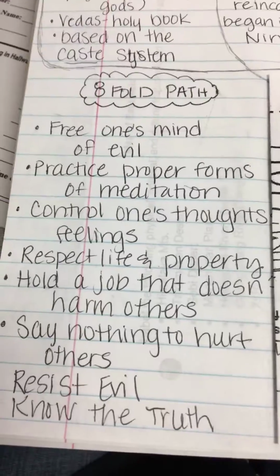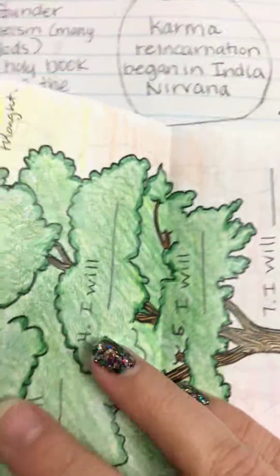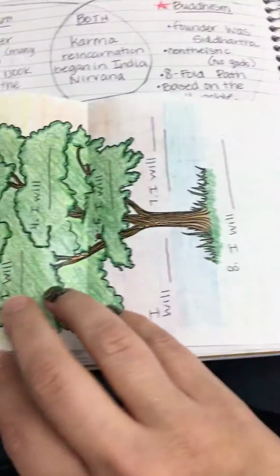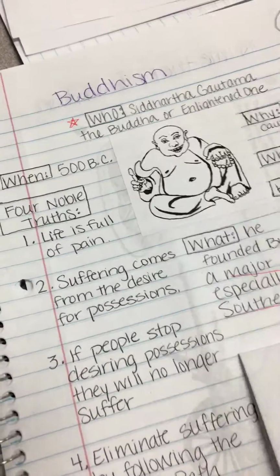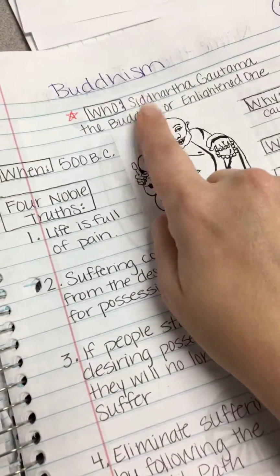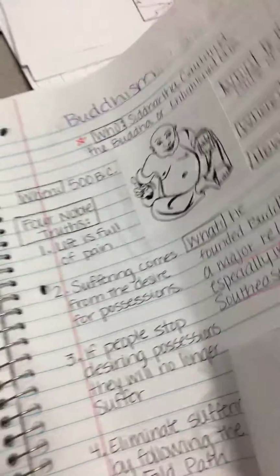We have our steps of the 8-fold path, and you have either a paper that looks somewhat like this with your personal 8-fold goals, or some classes did a larger paper that would look something like this with the 8-fold goals on it. We have Buddhism, especially important to know the founder of Buddhism.